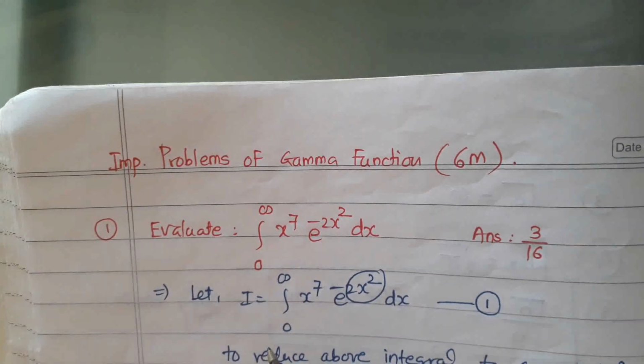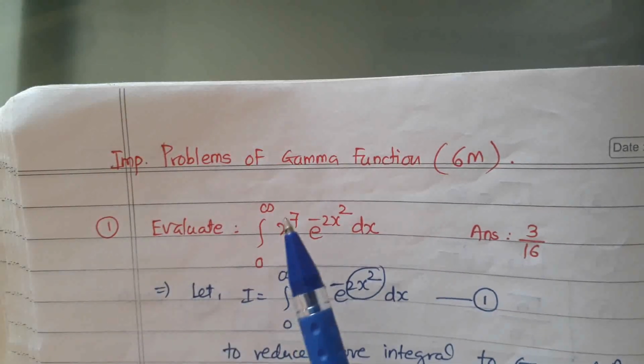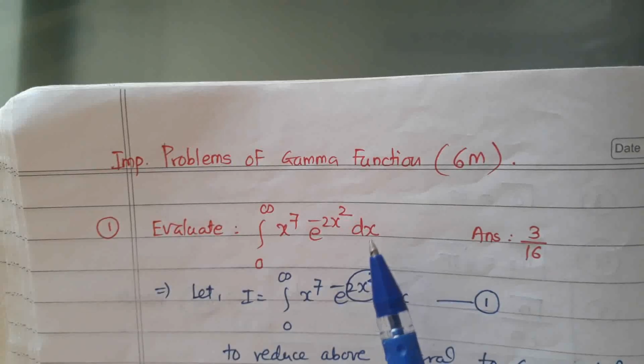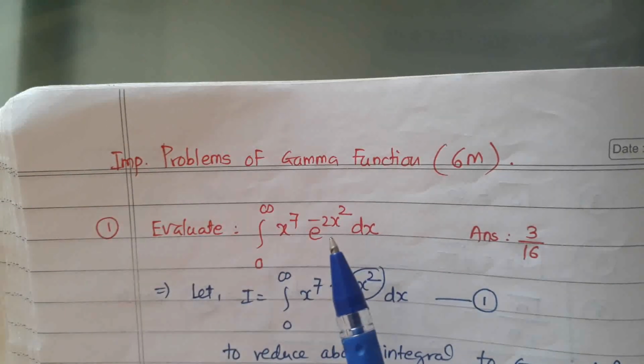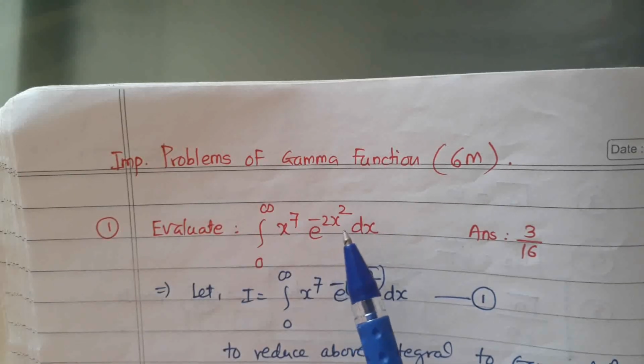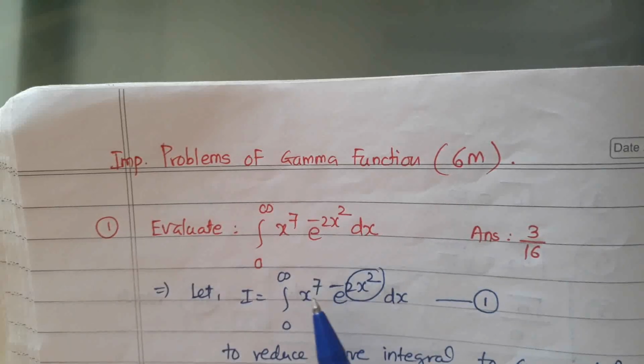Now, problems on the gamma function. Problem number 1. Evaluate the integral 0 to infinity x raised to 7 e raised to minus 2x square dx. This integral cannot be easily evaluated from the standard formulas of integration. We have to convert this integral to the gamma function.